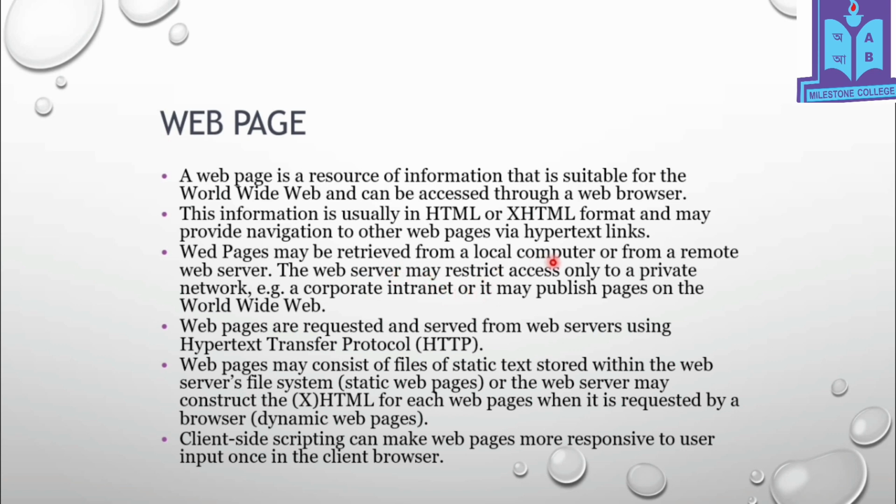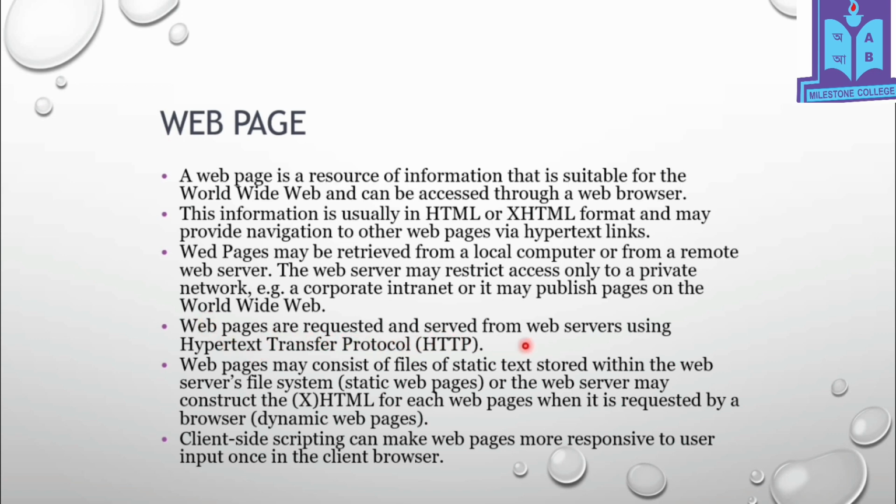This web server may restrict access only to a private network like a corporate intranet, or it may publish on the World Wide Web. Basically a web page has two parts, it can be private or it can be public. When it is published through the World Wide Web, anyone can view it. Either it can be a private network also, where those I give the link to can access or search this page.